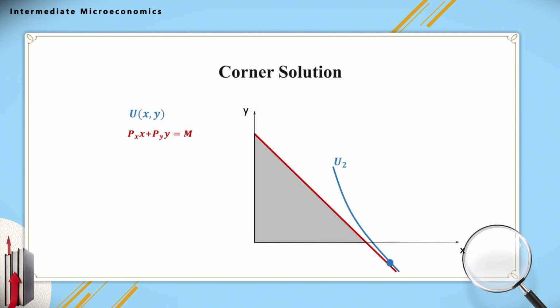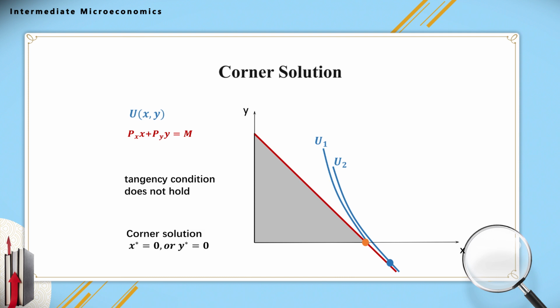However, in some cases, the consumer only buys one product. For example, the graph here shows a special case, where at the tangent point of the budget line and the indifference curve, the quantity of Y is negative. But we cannot buy a commodity in a negative number. So the optimal choice actually is Y* equals 0. The consumer only buys good X. In this case, we call the solution a corner solution.